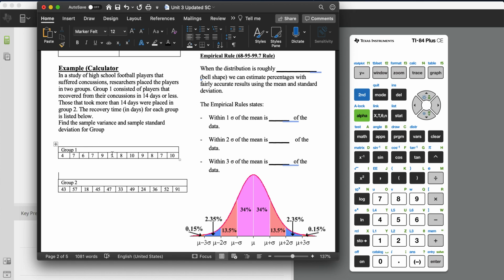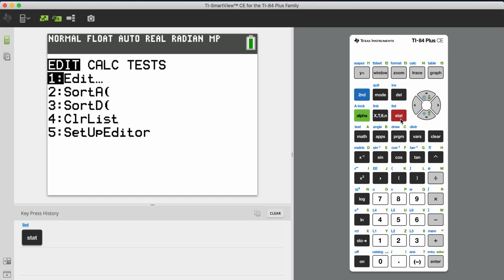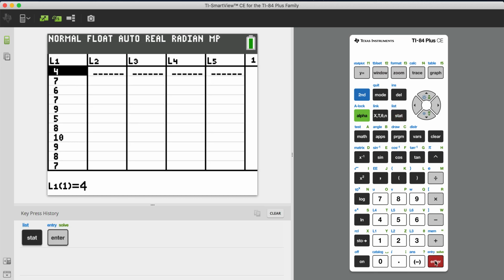We've already done it by hand. Doing it by hand is good to build the concept, but it's not necessary because our calculator can do all this work for us. So here's how we do this. First, in our calculator, we're going to go into a list. Remember, to go to a list, you press the stat key and press enter on edit. From there, you're going to type the numbers into a list.